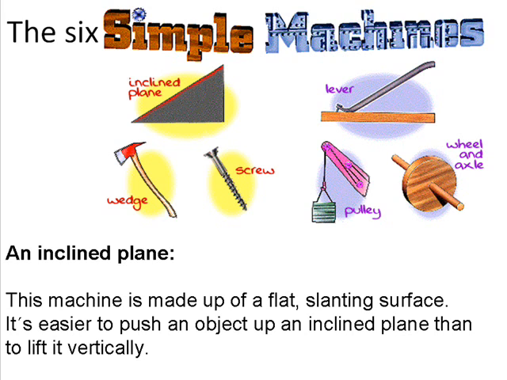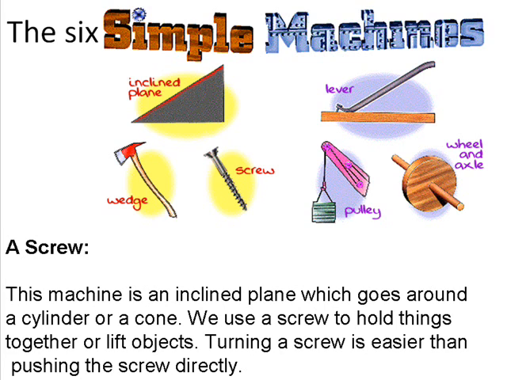A screw. This machine is an inclined plane which goes around a cylinder or a cone. We use a screw to hold things together or lift objects. Turning a screw is easier than pushing the screw directly.